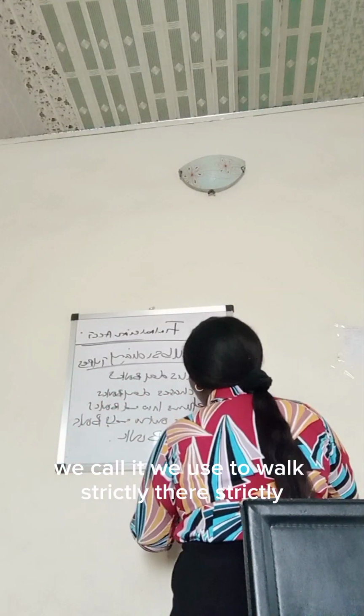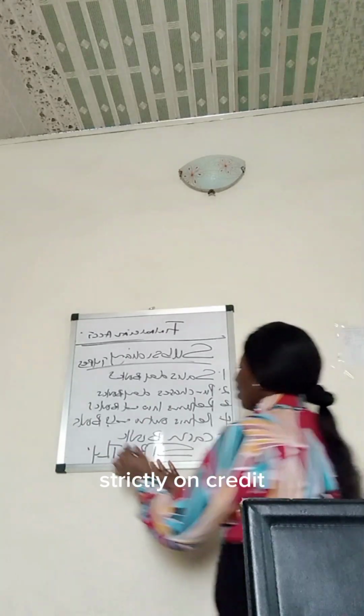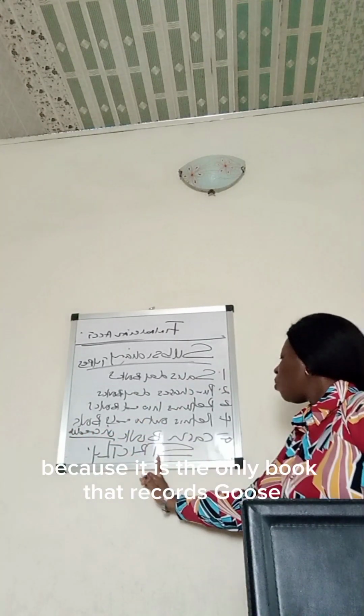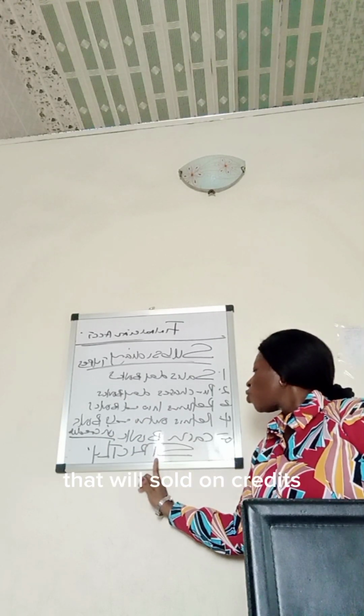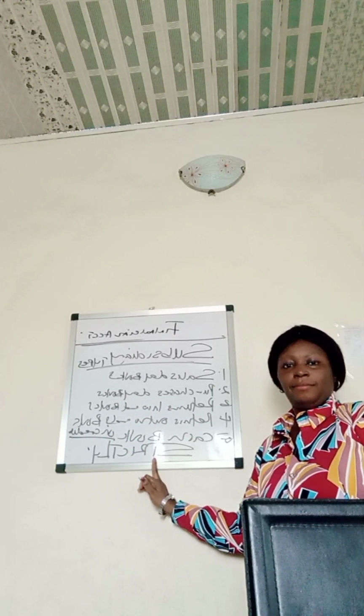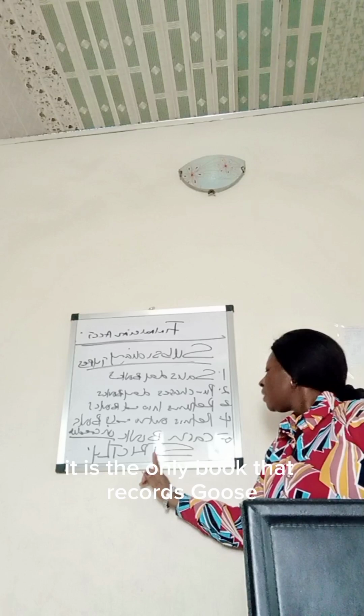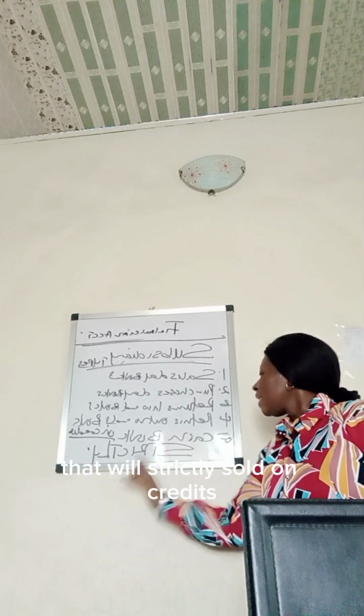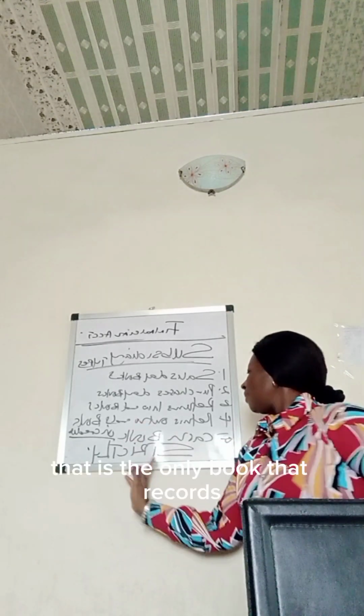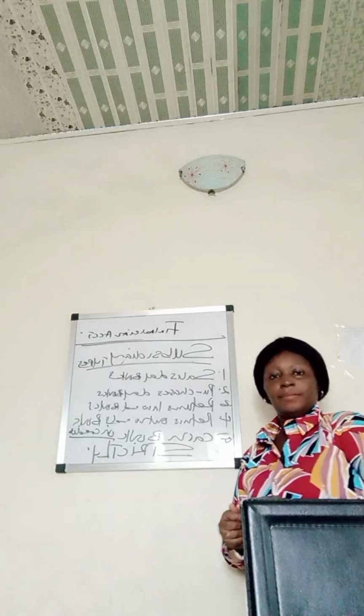We use the word strictly there. Strictly on credit. Because it is the only book that records goods that were strictly sold on credit. That is the only book that records it. So that is the way it is.